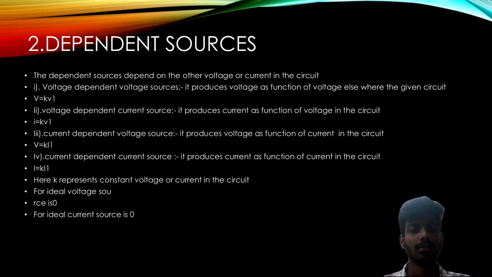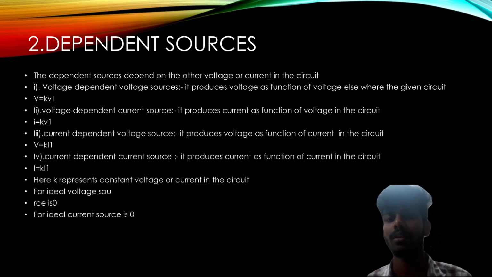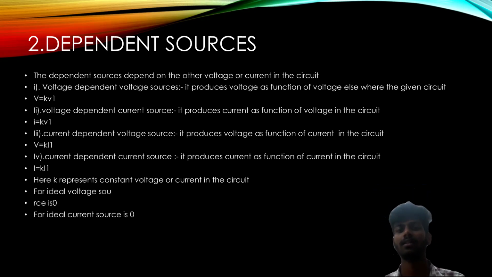voltage dependent voltage sources, voltage dependent current sources, current dependent voltage sources, current dependent current sources. These are the four types. Let us discuss briefly each of those. Voltage dependent voltage source. It produces voltage as a function of voltage elsewhere in the given circuit. If another voltage is present in the circuit, then the first voltage depends on the other voltage.